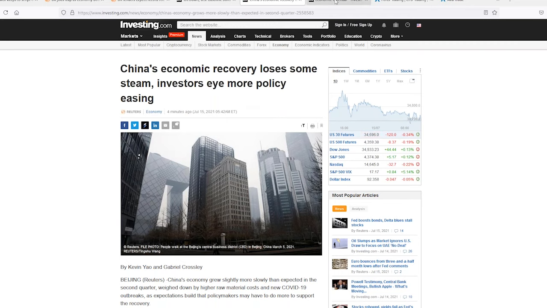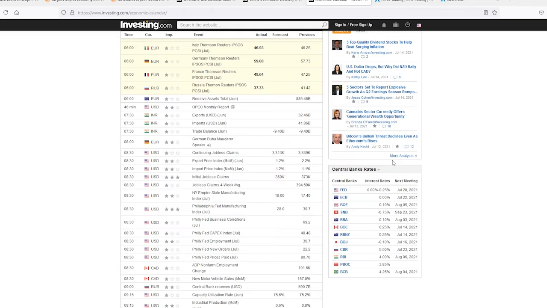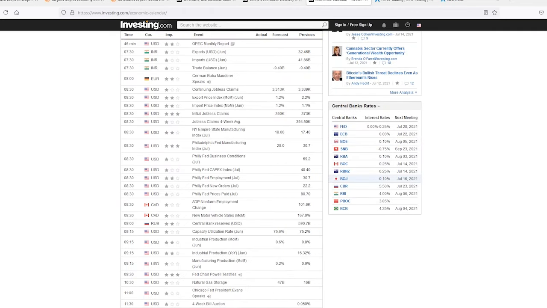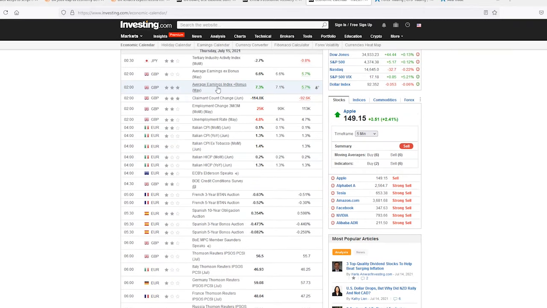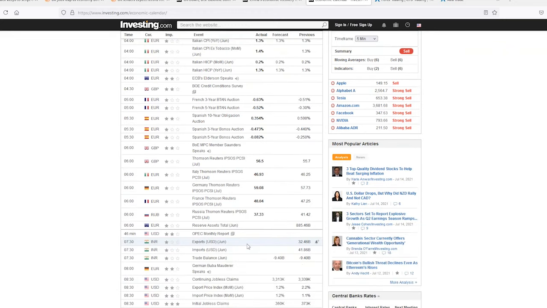So interesting headline there. As we look at the numbers that are coming out, we already know the UK jobs numbers came out better than expected. We see our average earnings and bonus for May up 7.3%. So better than expected jobs earnings increase in the UK.